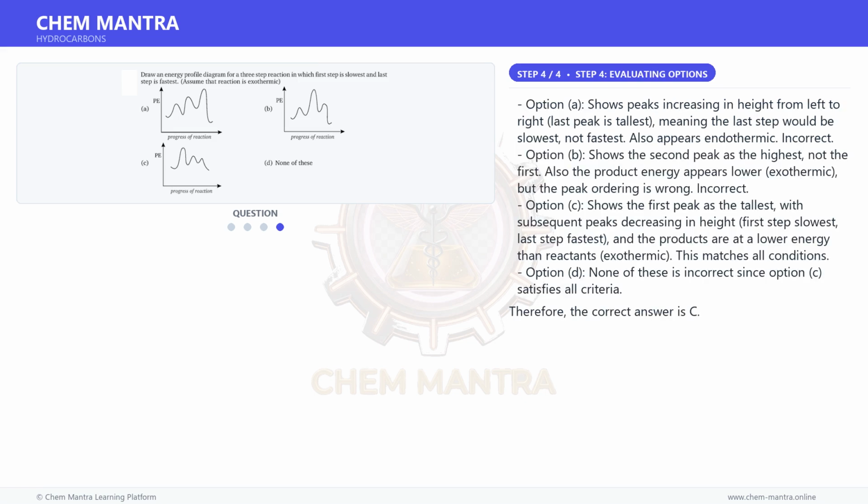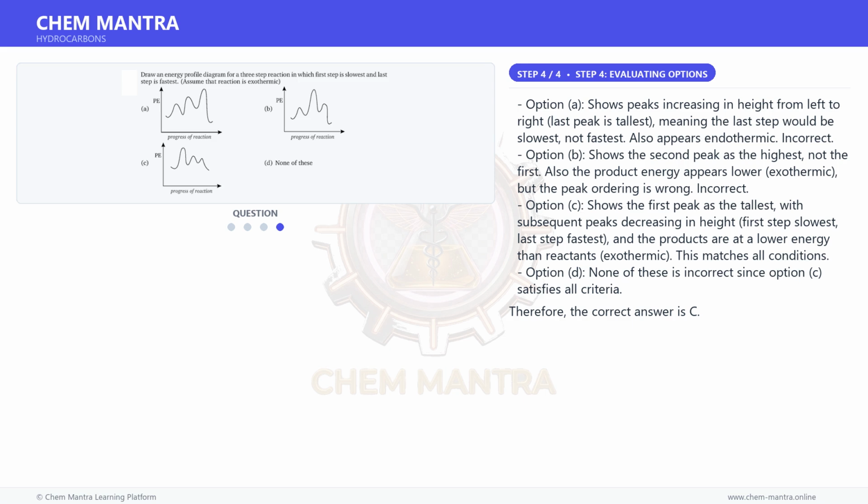And for the final step, option A shows peaks increasing in height from left to right. The last peak is tallest, meaning the last step would be slowest, not fastest. Also, it appears endothermic. Incorrect. Option B shows the second peak as the highest, not the first. Also the product energy appears lower, exothermic, but the peak ordering is wrong.